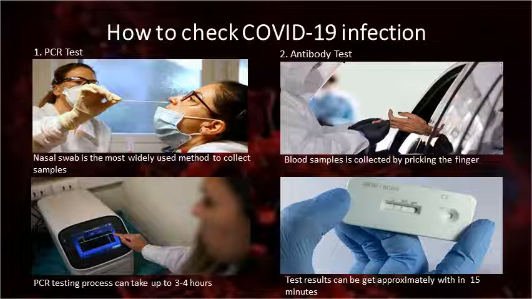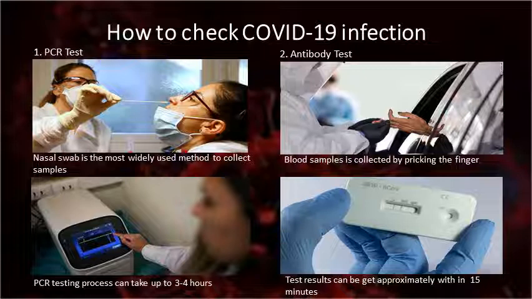This is done using a sputum sample taken by using a special swab from our nose, or if you have a mucousy cough, you may be asked to cough up sputum in a special cup. PCR is the most accurate test used currently, and the testing process will take up to 3 to 4 hours to give results. The second one is the antibody test.